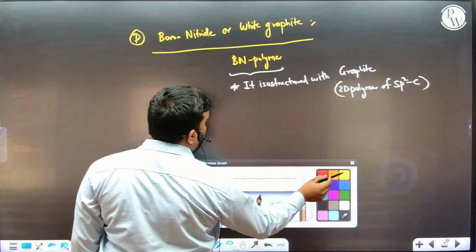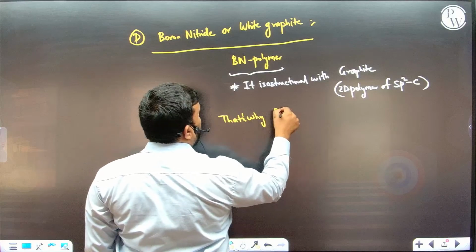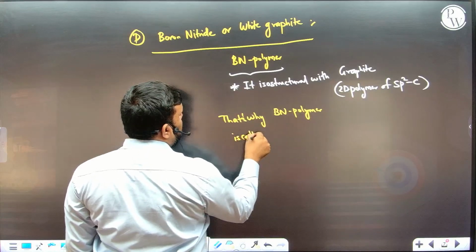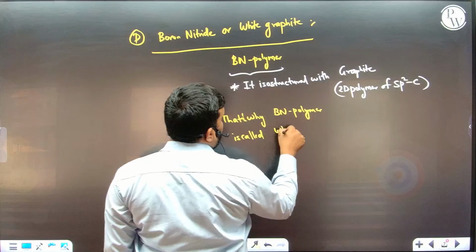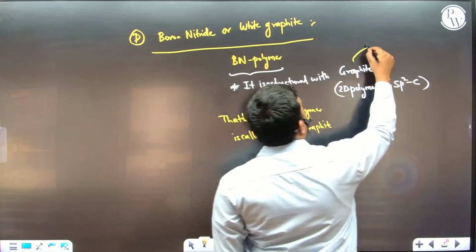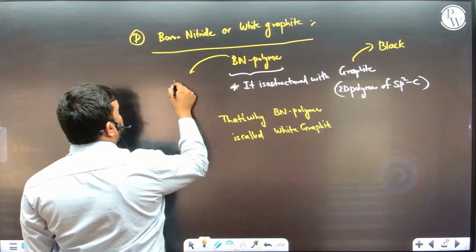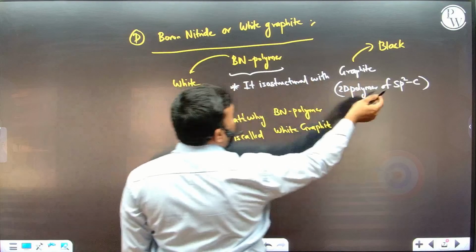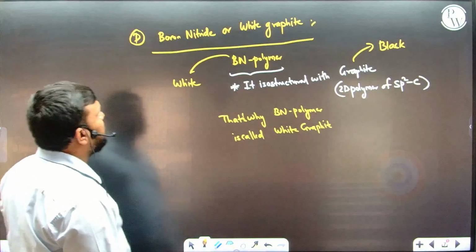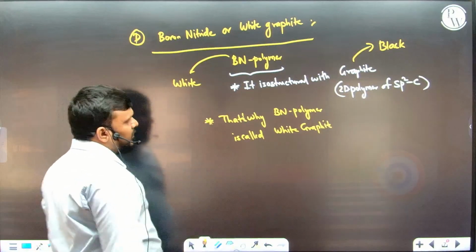So that's why boron nitride polymer is also called white graphite. See, this graphite, that is the carbon, is a black one, while this boron nitride BN is white in color. See, this is the black one and this is white. They are having the same structure. The only difference is that graphite is black and this is white. That's why we are calling it white graphite over here.